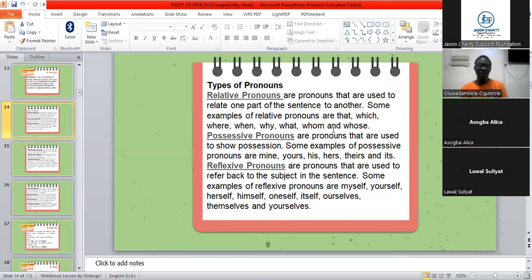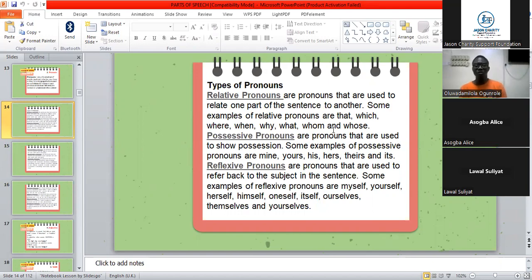Sorry for that. So I was talking about the possessive pronoun, and I said the possessive pronoun is used to replace the possessive nouns. For instance, if I say the book is my book, to replace my book I can just put mine there and I have the book is mine.